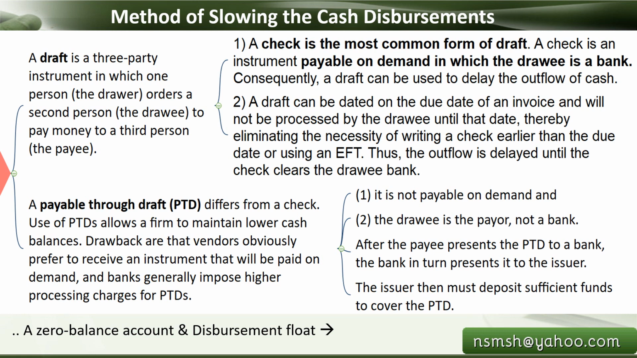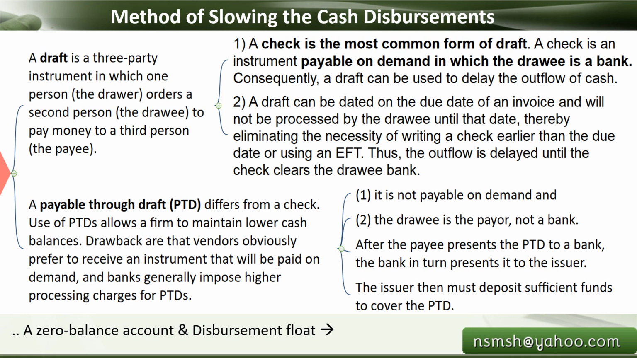So, methods of slowing the cash disbursements. Earlier we have seen methods of speeding up the collections, various collection points, the lockbox system, electronic payment systems, check systems, and over-the-counter arrangements. Now we are looking at the other part, the accounts payable. How can management strategically think about slowing the cash disbursements in order to take the benefit of keeping the cash flow for some time.